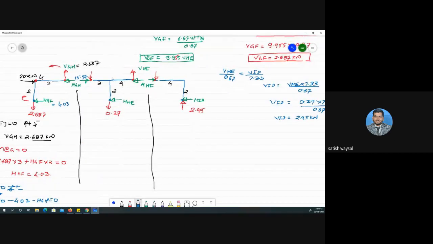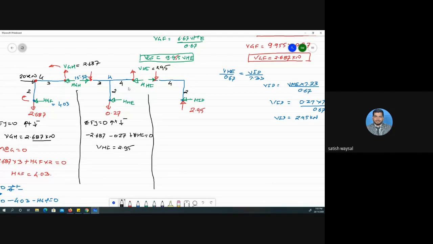Now coming back to this joint, GH joint. What is not known to us is the VHI. So first we'll directly apply summation Fy is equal to 0. Upward force positive, downward force negative. So minus 2.687 minus 0.27 plus VHI is equal to 0. That will give VHI is equal to 2.95. Okay, over.